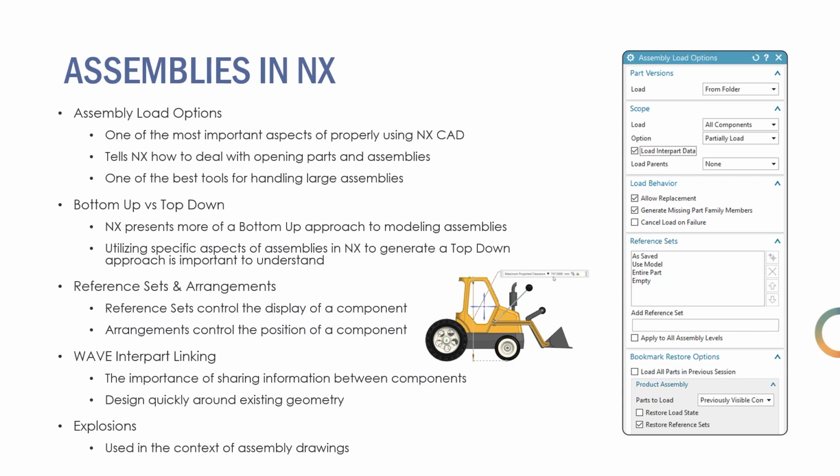Moving into another area that definitely needs to be included in any basic training for NX CAD is how to deal with assemblies. Aspects of assemblies in NX that need to be focused on are the assembly load options, reference sets and arrangements, and what they can do for you, utilizing the environment for a bottom-up assembly design compared to top-down and what that looks like, as well as wave interpart linking and why that is so important to the design space.